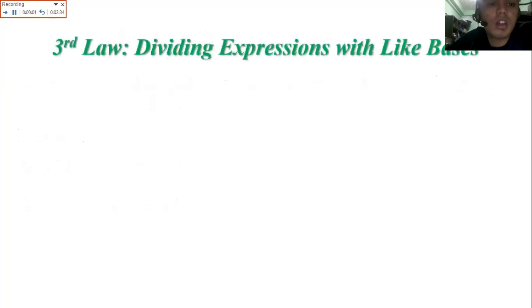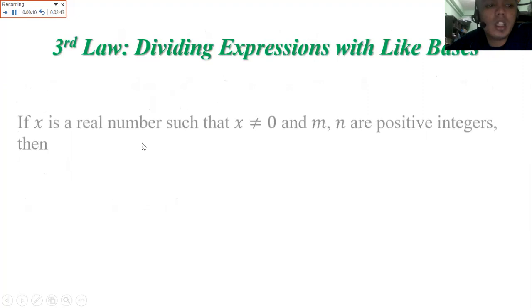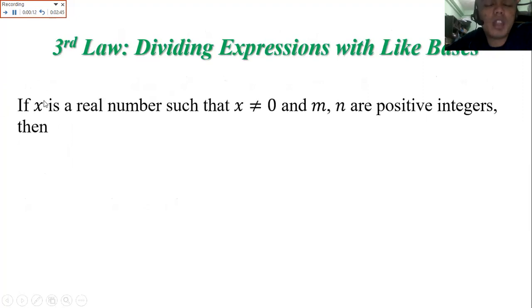Then, the third law. Dividing expressions with like bases. Kung sa first law, multiplying expressions with like base, sa third law naman, yung pag-divide naman. If x is a real number such that x is not equal to 0 and m, n are positive integers, then we have here x raised to m divided by x raised to n is equal to x raised to m minus n. So instead of adding, we will subtract those two exponents, kapag division na.